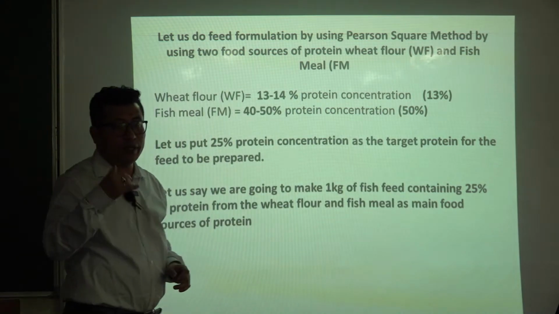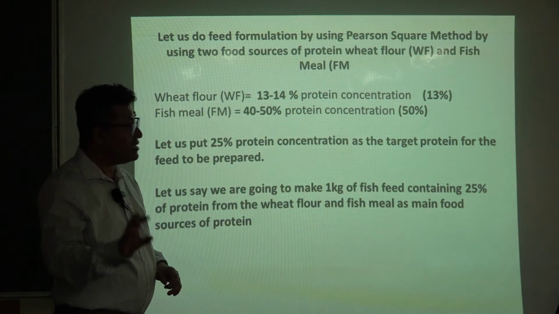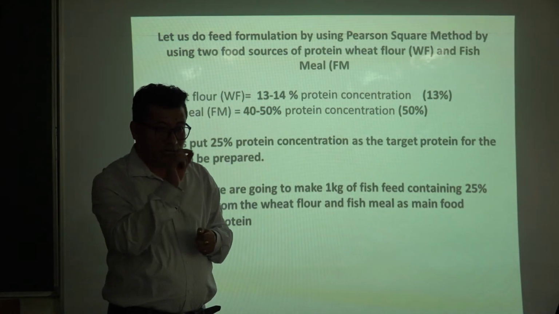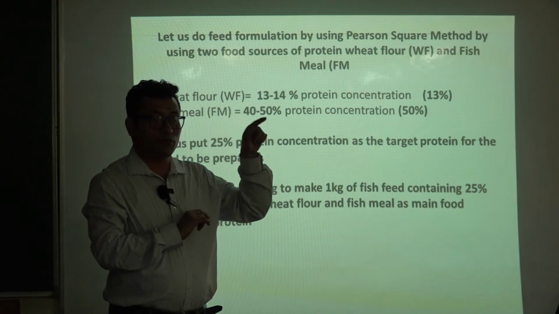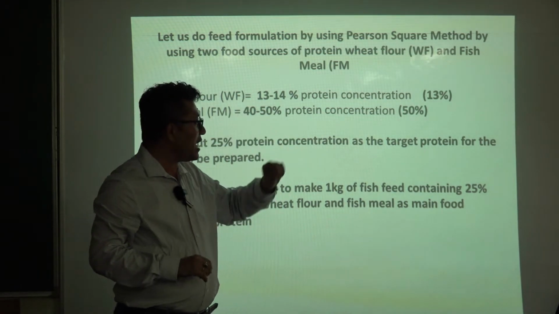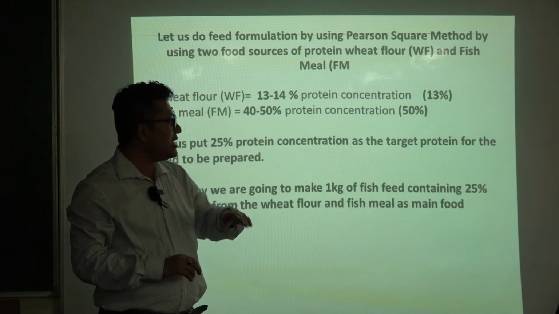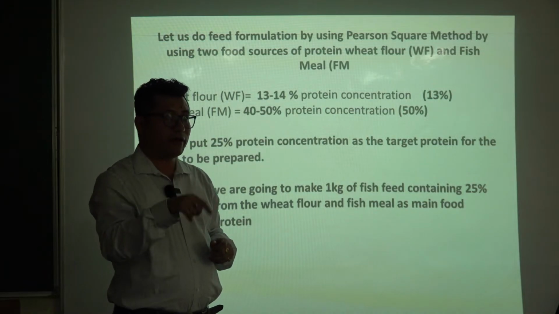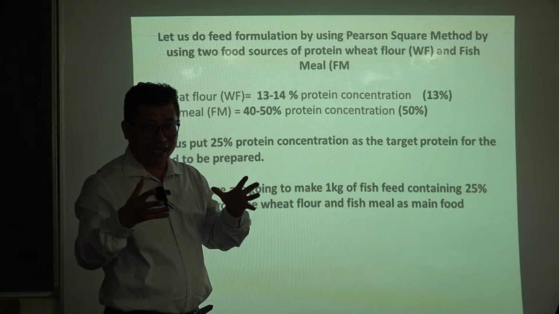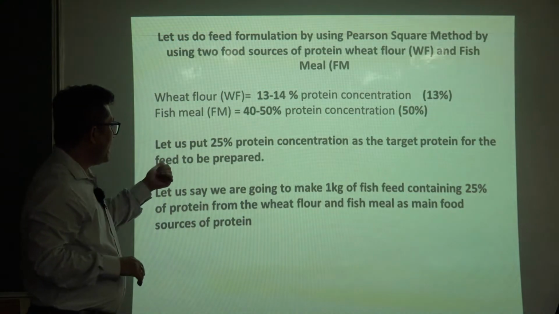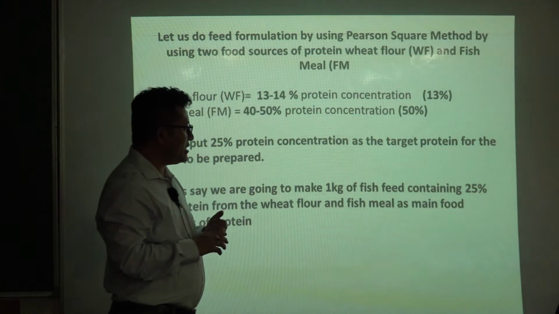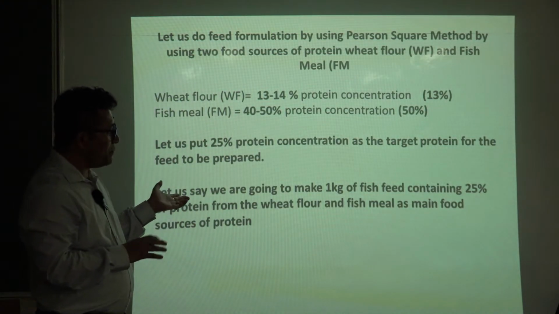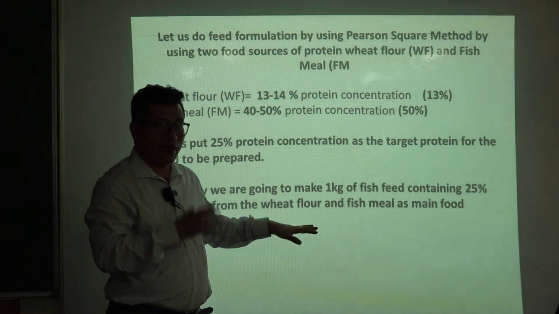For example, when you give this in exams to students, you will provide that you make an artificial diet, given in a hint that the protein content in that powder is like 50 and carbohydrate is 13, and you can ask, like, make 2 kg of a 35% feed. A question is like that. So let us put 25 as the target protein concentration for the feed to be prepared. And you decide to make 1 kg, made up in your mind.